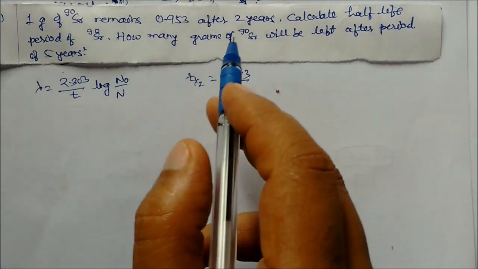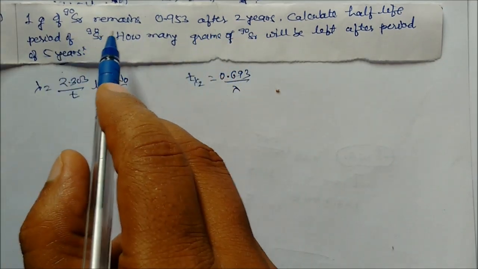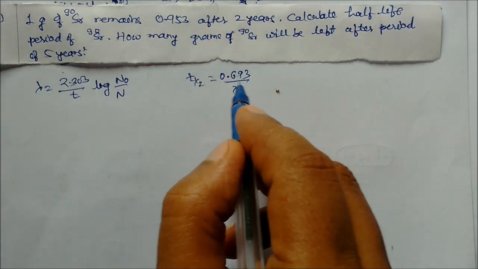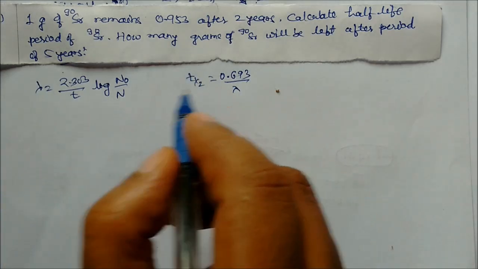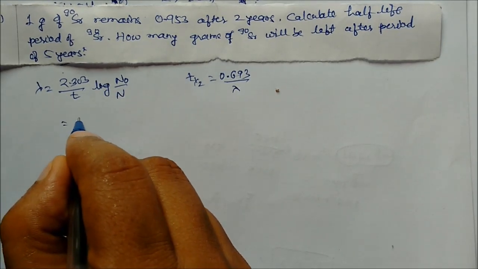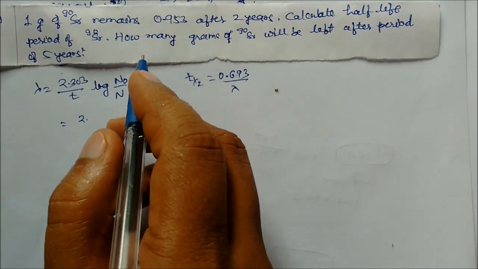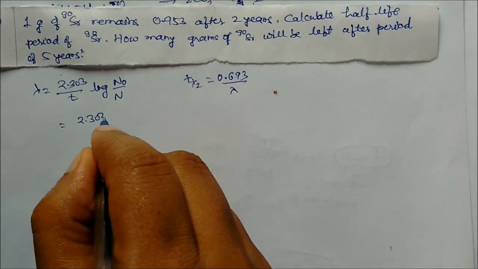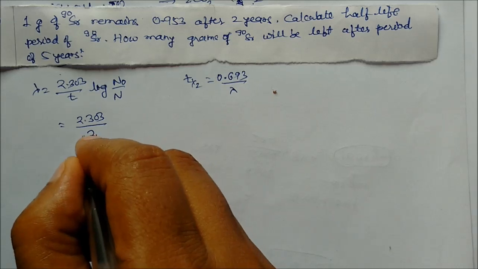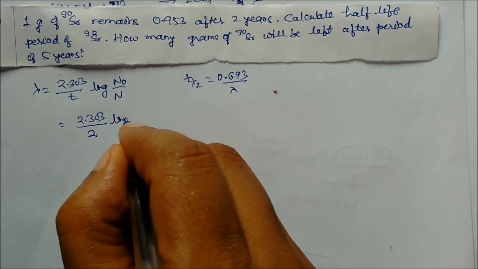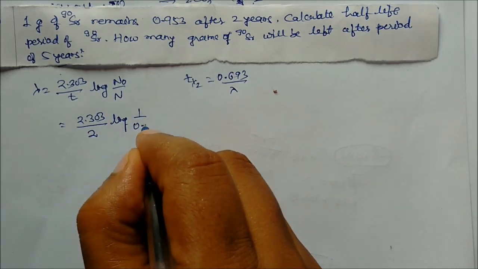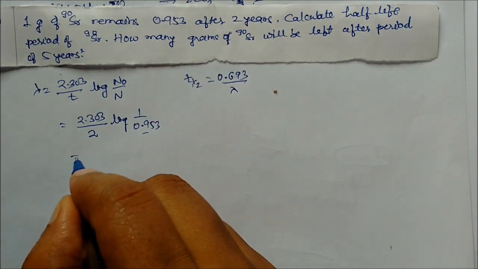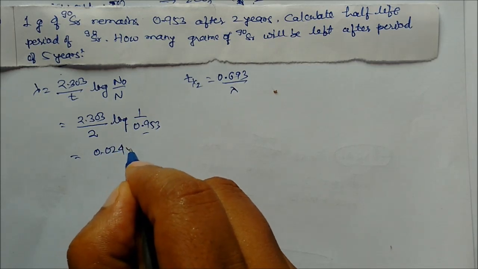1 gram strontium is given, and after 2 years it remains 0.953. So before the half-life we need to find lambda. How to find lambda? If we take 2 years, we will use the decay constant formula 2.303 and time is 2 years. After 2 years we are getting 1 by 0.953. So on solving we will get here 0.024 per year.